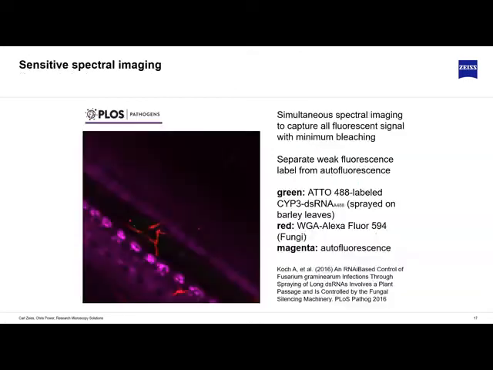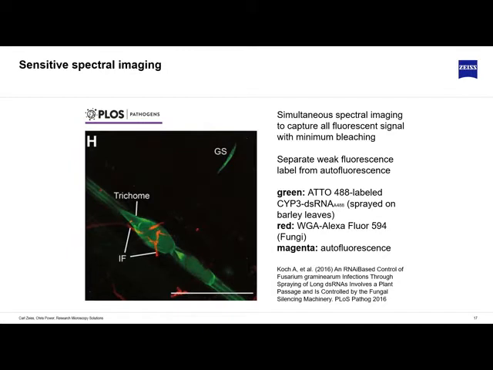In the next example here, this was a paper where they were trying to look at fungus and also a labeling which was incredibly weak relative to the autofluorescence. So here they were looking at basically the green and the red. The magenta was overpowering. Using spectral imaging, we can pull signals out which are maybe 1/10 of the intensity of the autofluorescence, and then we can digitally remove the autofluorescence. So spectral imaging has become a way of looking at exactly what you need to see.